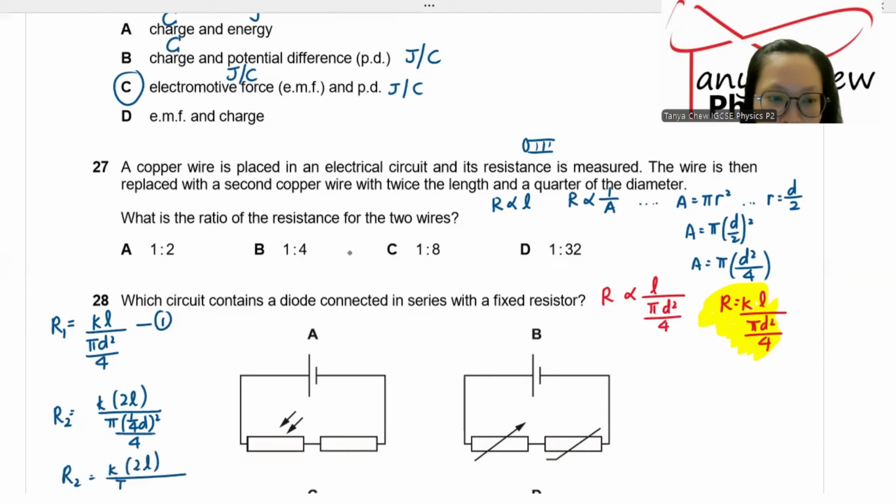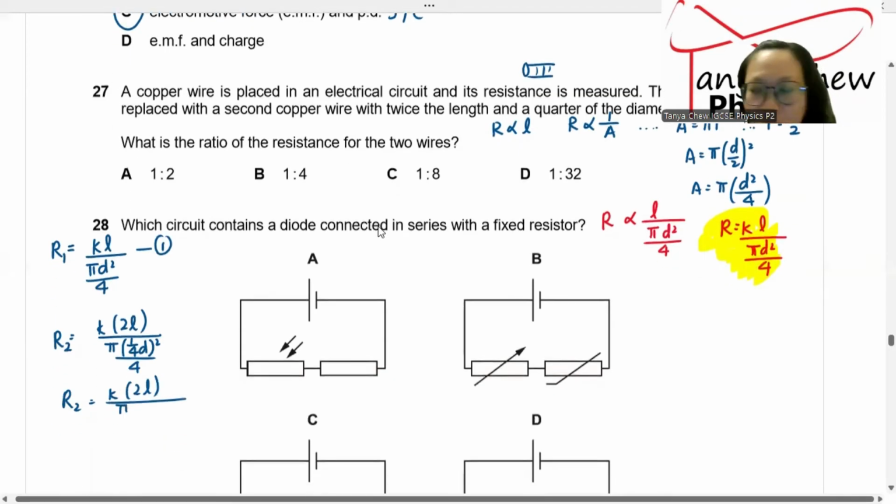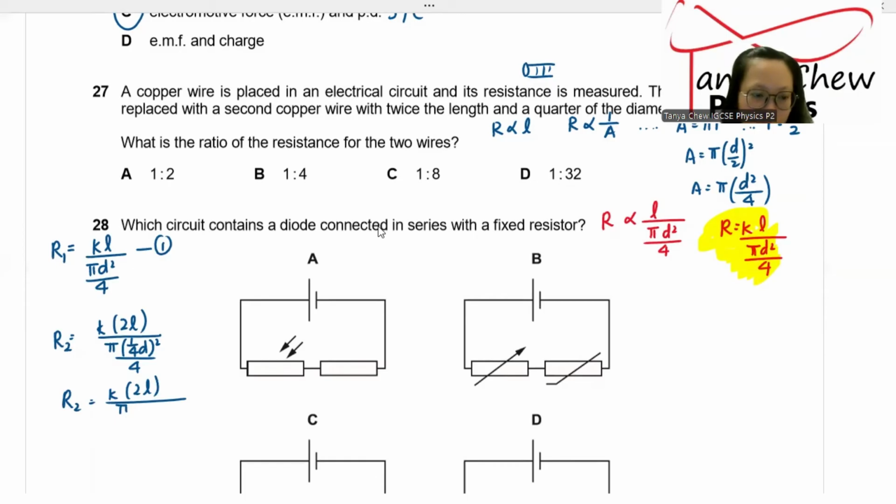2 length over pi, 0.25. Okay, 1 over 4, 1 over 4. You square it, you get 1 over 16. I just put 1 over 16 right here, D squared over 4. Wow, sounds complicated.